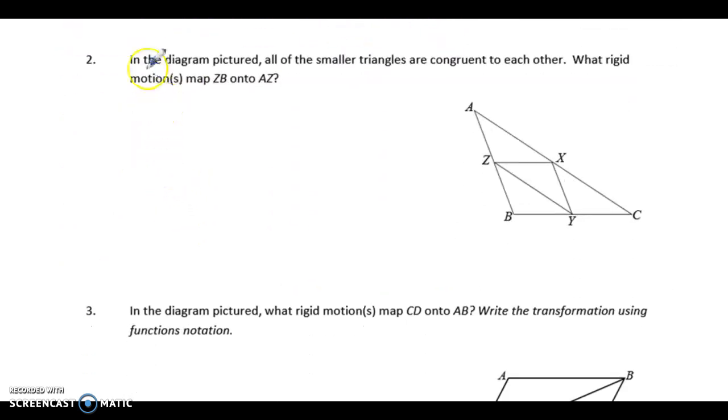When we look at question 2, it says in the diagram pictured, all of the similar triangles are congruent to each other. What rigid motion or motions map segment ZB onto segment AZ? So Z has to map to A and B has to map to Z. The only way I'm going to do that is through a translation, sliding Z up to A and B up to Z. So it would be a translation across vector ZA, or you could call it BZ. Remember, when we write a vector, we write it with an arrow on top, just like a ray.